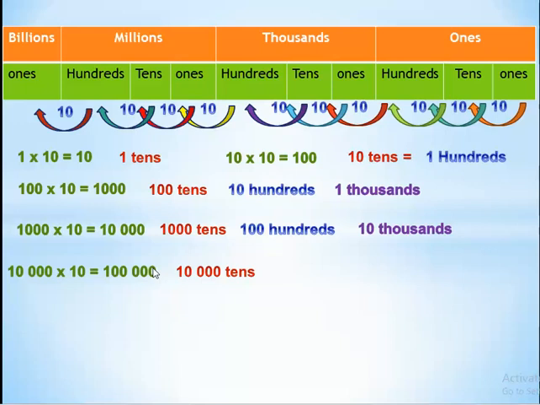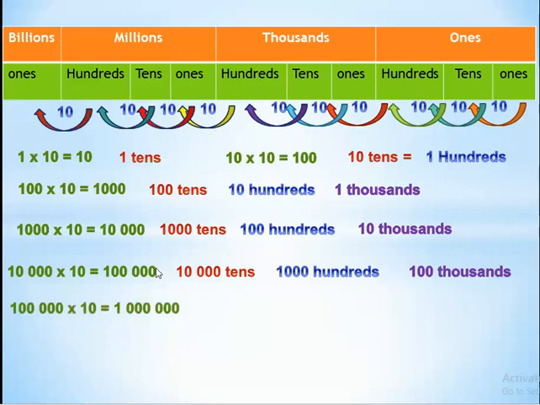10,000 tens. How many hundreds? We will hide 2 zeros, so it will be 1,000 hundreds. Okay, how many thousand? We will hide 3 zeros, it will be 100,000. 100,000 times tens equal 1 million. So how many tens? We will hide 1 zero, so it means 100,000.